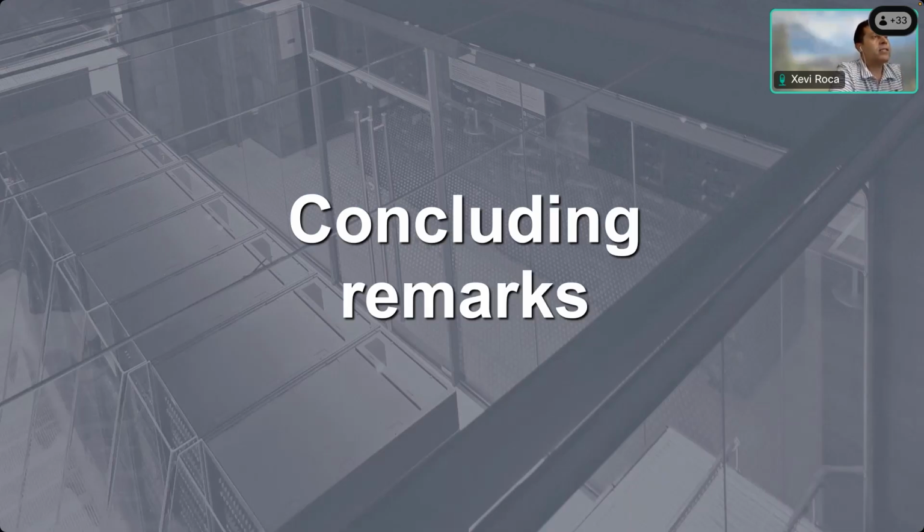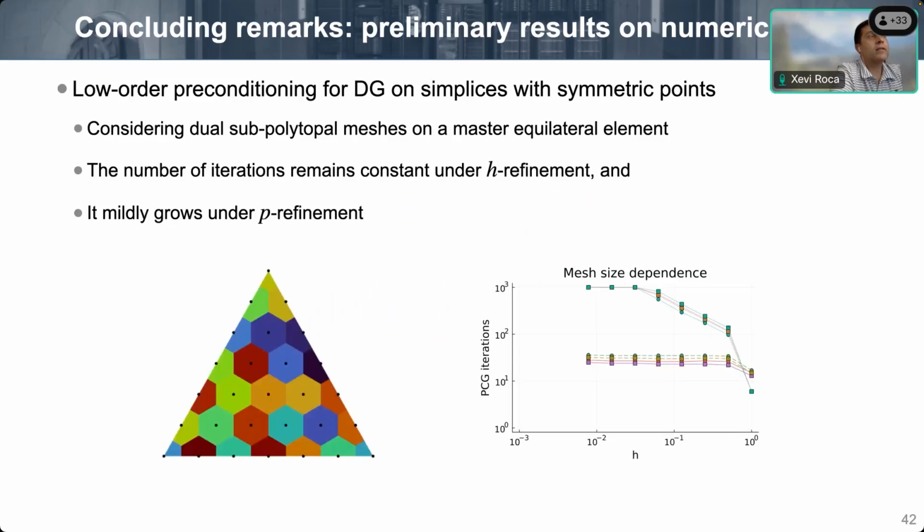Concluding remarks. Next slide. Okay, so we have seen the details of low-order preconditioning for DG on simplices with symmetric points. And the idea is that you generate a subpolytopic mesh on a reference element that you map to the physical space. And when you do that, you get a low-order preconditioner that allows you to get a constant number of outer iterations of conjugate gradients under H refinement, and the number of iterations mildly grows under P refinement. Next slide.